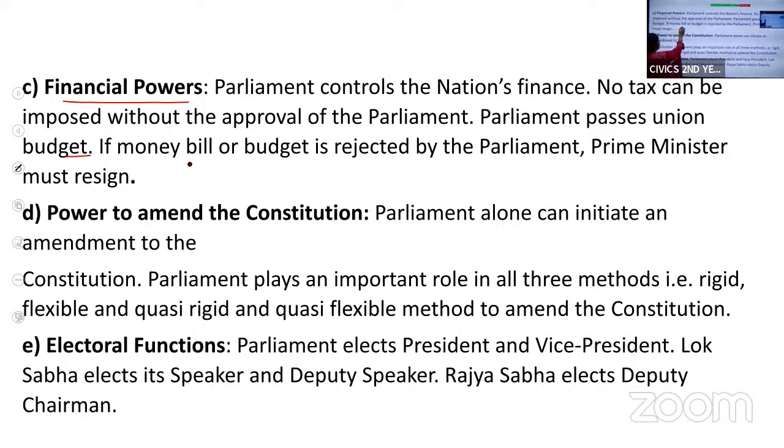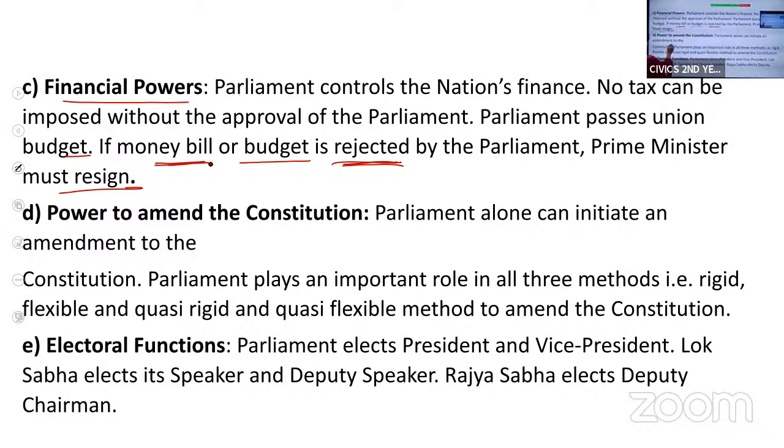If the money bill or budget is rejected by the parliament, then the Prime Minister and his ministers must resign. They cannot impose any tax on us without the approval of the parliament. So that is the financial power. The money bill is related to the prestige of the government. If the budget of the government is rejected, then the Prime Minister has to resign.